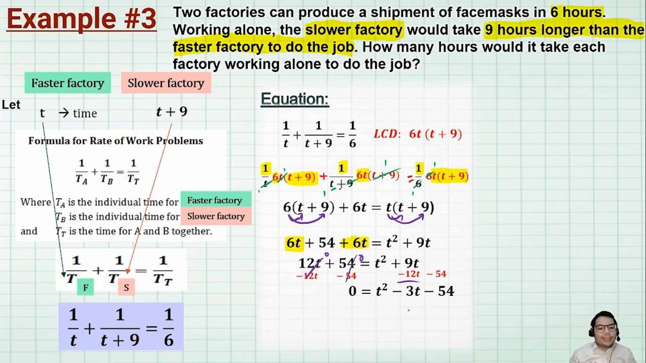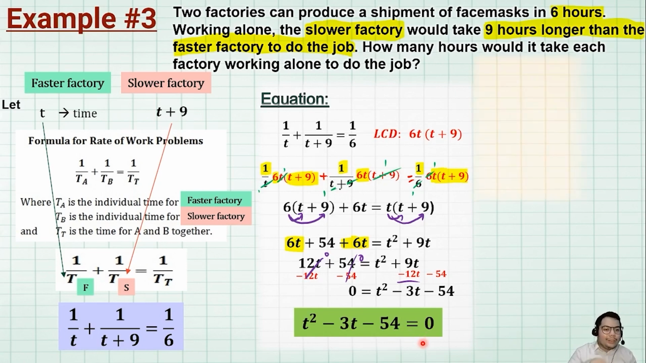Kasi meron naman tayong tinatawag na reflexive property of equality, kaya pwede silang ganito yung itsura. So, mas maganda at mas mukhang standard form yung ating equation. We have t squared minus 3t minus 54 is equal to 0. And this will now be our working quadratic equation that can be used on the solution part.